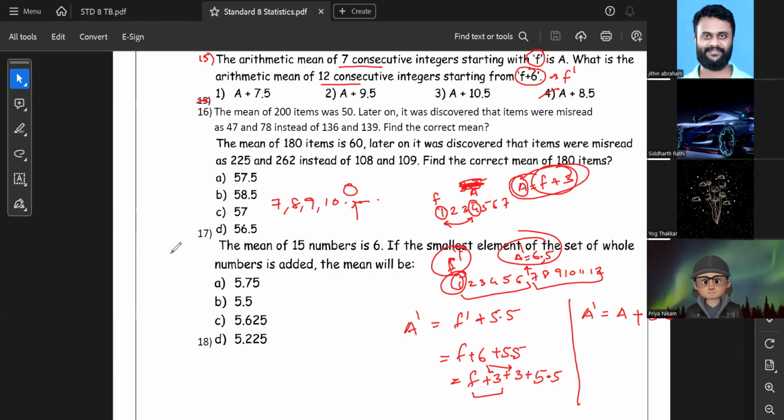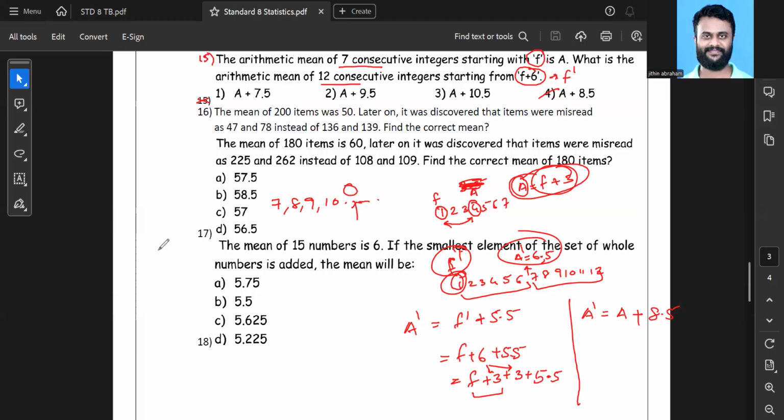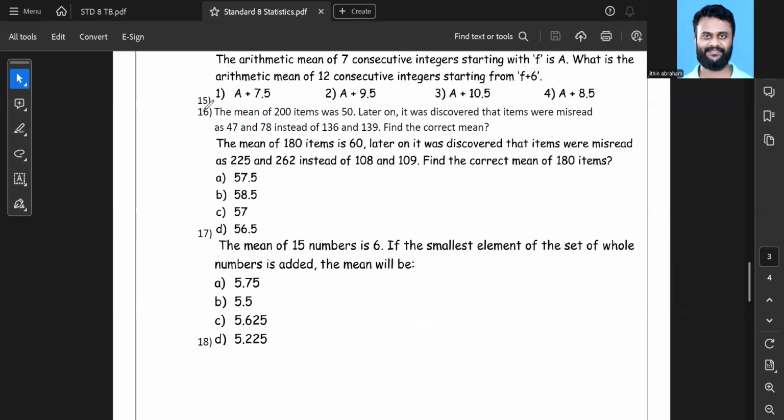That was the 15th, part 4. Let's go for the 16th. The mean of 200 items was 50. Later on, it was discovered that the items were misread as 47 and 78 instead of 136 and 139. Find the correct mean.